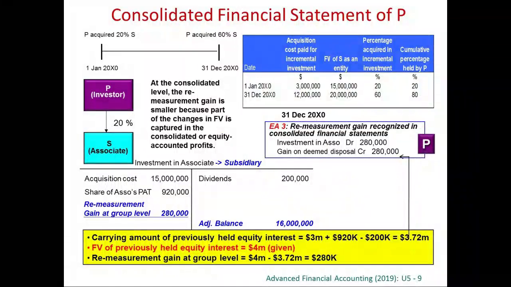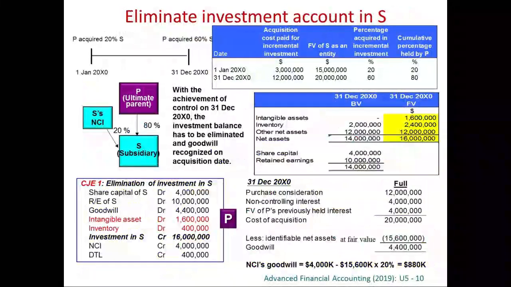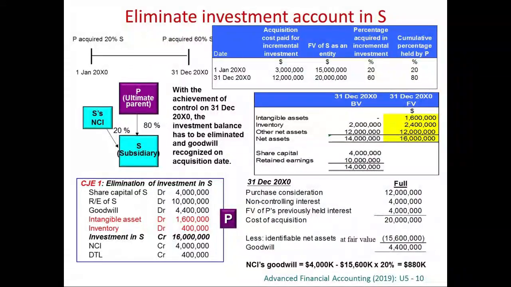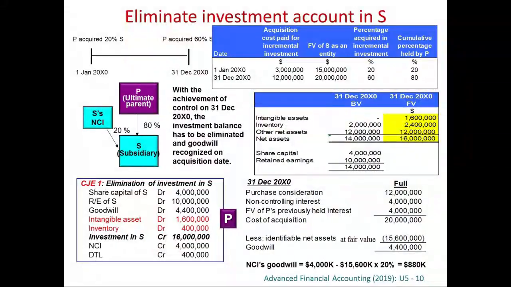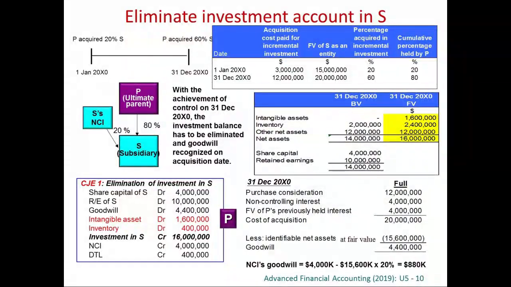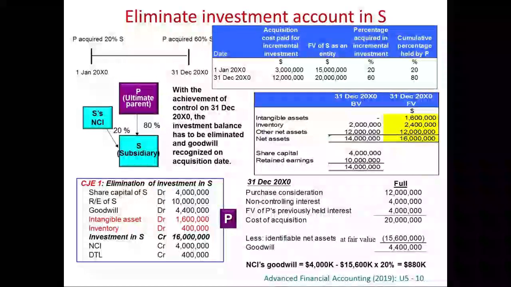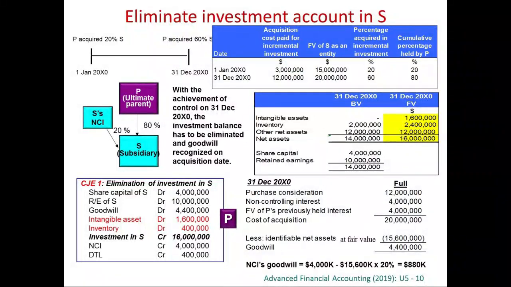So after these adjustments, investment is 4 million. So therefore, we can calculate our goodwill. Goodwill is calculated as the aggregate of the 3 items against the fair value of the net asset. First item is the consideration. This is the consideration that we pay for the 60% that we newly bought. For this 60%, you pay 12 million. So therefore, the first item, consideration, 12 million.